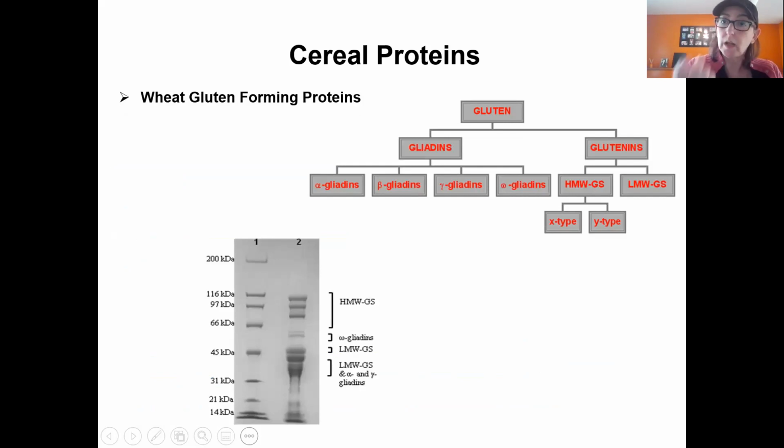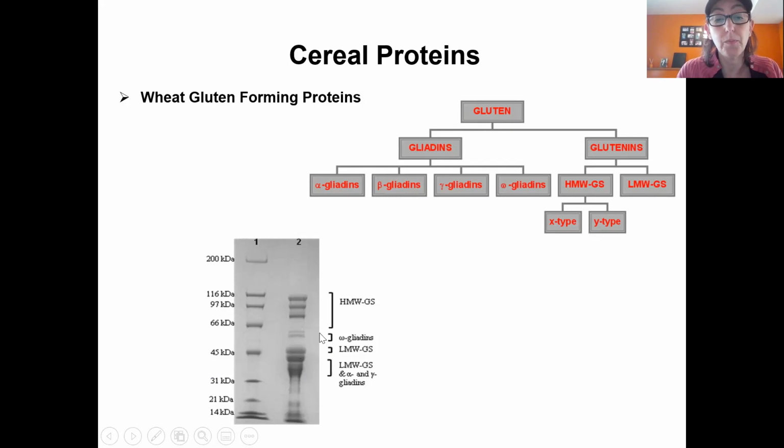So this is if you run the gluten proteins on a gel. This is what you see here. So this is under reducing conditions so that we can break up the high molecular weight glutenins. So you have these high molecular weight glutenins up here. You have some low molecular weight glutenins also.